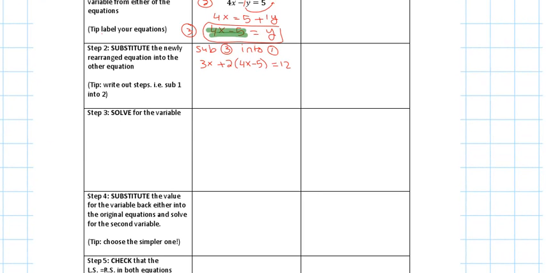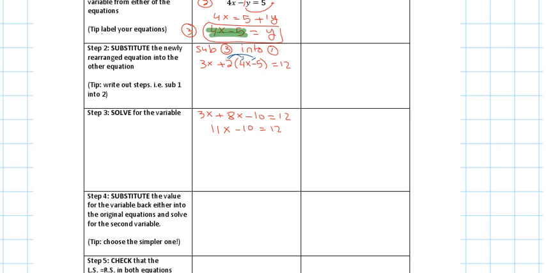Okay? So to solve this, I'm going to have to multiply that 2 in. So that's going to be 2 times 4x, so that's going to be 8x. And 2 times negative 5, so that's going to be negative 10 equals to 12. We're going back to chapter 1. Now, like terms, 3x plus 8x, they're like terms, so that makes 11x minus 10 equals to 12.